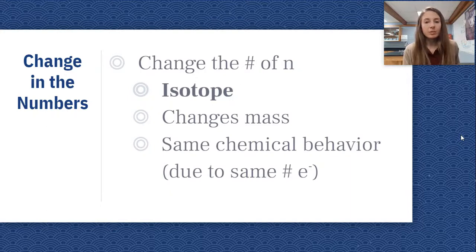Okay? Now remember that the two parts of an atom that make up the mass are the protons and the neutrons. And if we're not touching the protons at all, because we don't want to change the element, but we change the number of neutrons either by adding some or removing some, then we are just simply going to change the mass because neutrons make up about half of the mass of an atom.